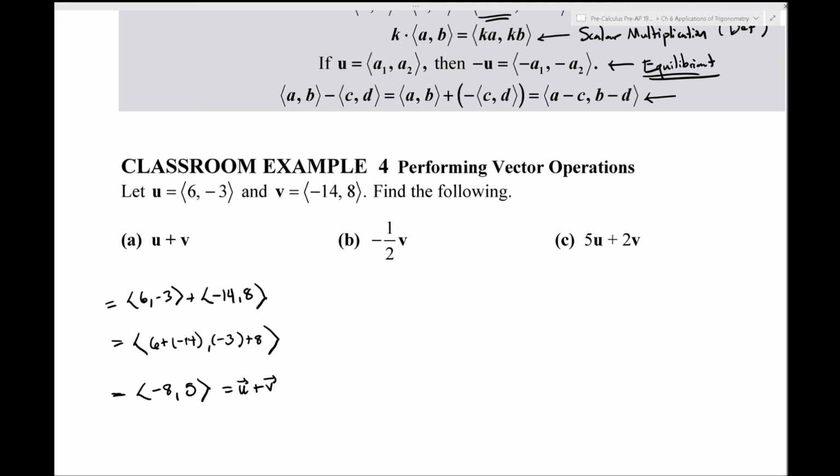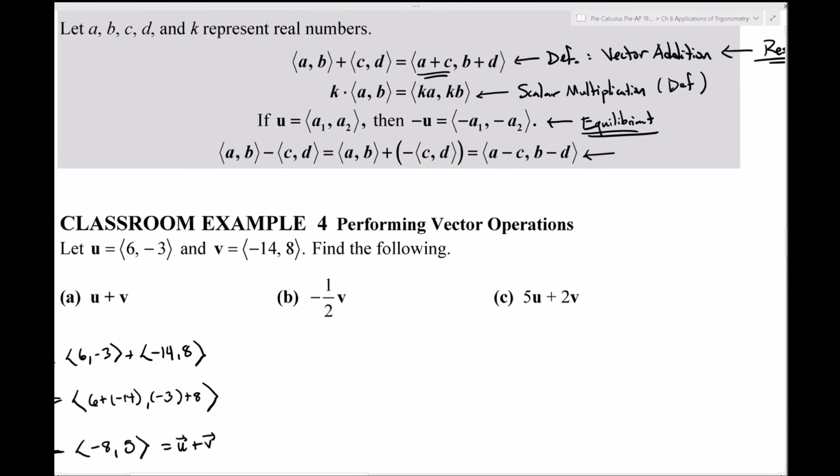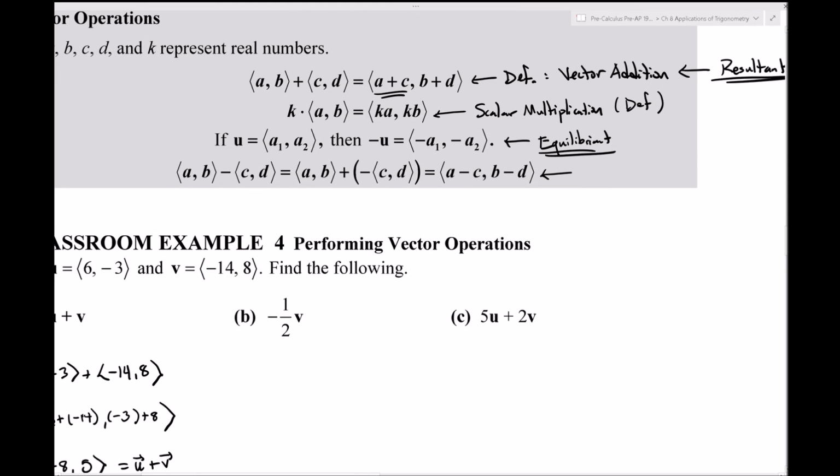So letter B, negative 1/2 times v. So we're taking v and we're scaling it by this factor negative 1/2. We got to go by the definition of scalar multiplication. You're multiplying a vector by some scalar quantity. This is negative 1/2, and then we need the components for v, which is <-14, 8>.